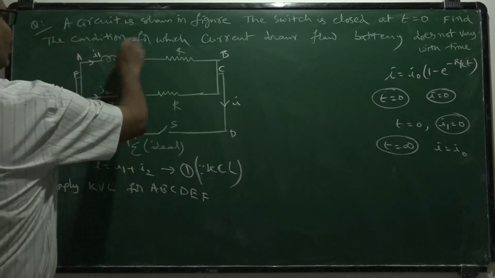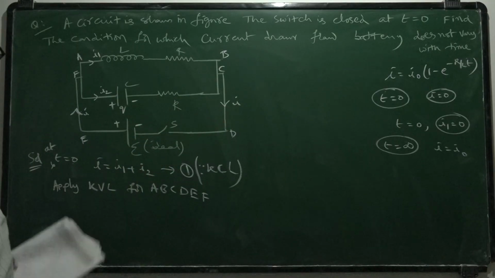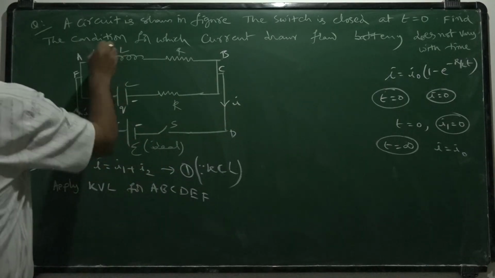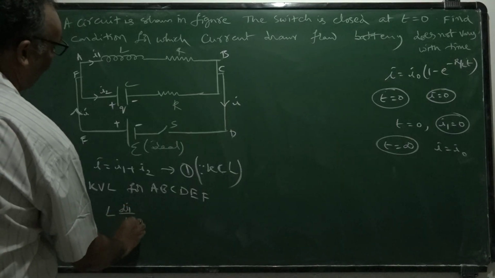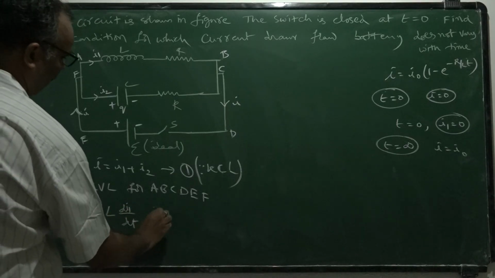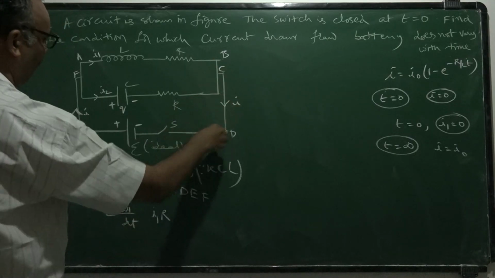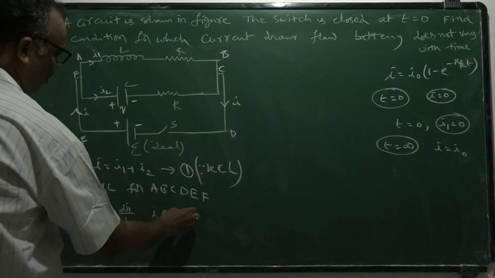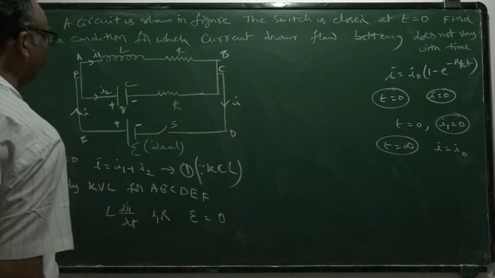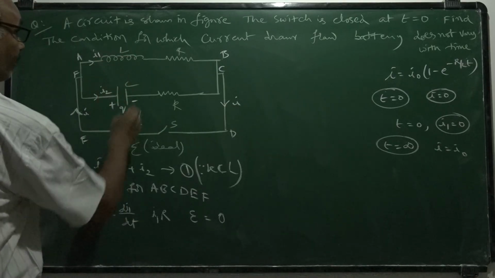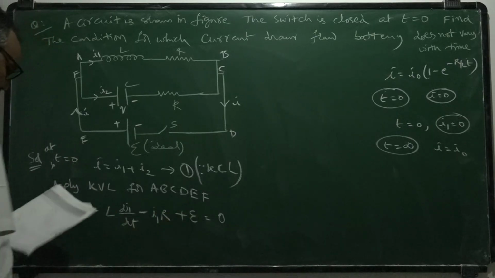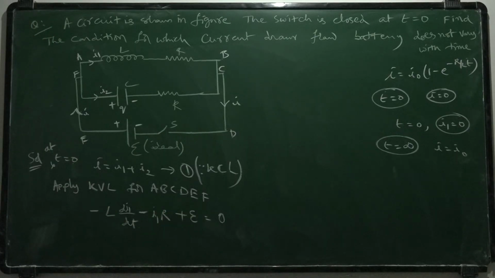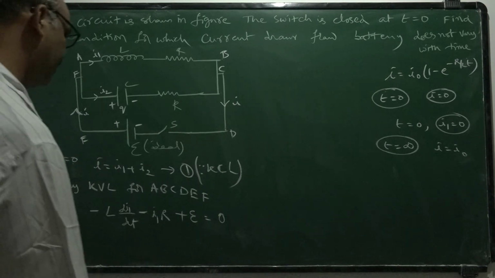That means for the bigger loop, what are the potential drops available here? L into di1 by dt, I1R, and here a cell of EMF E. The sum is 0: high to low negative, high to low negative, low to high positive. This is the equation governing the circuit.